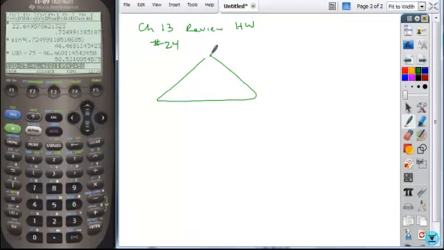In problem 24, they give you all three sides. So A is 30, B is 35, and C is 39. And they want you to find all the pieces of information. So they want you to find A, B, and C, the angles.